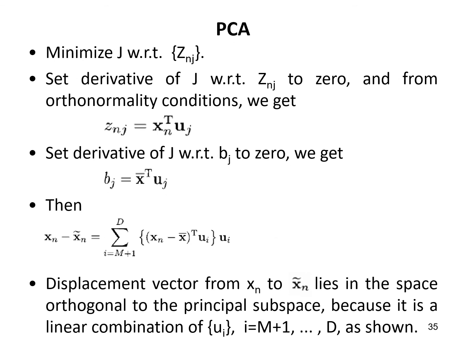Now minimize J with respect to z nj and bj. Set the derivative of J with respect to z nj to 0, and from the orthonormality conditions we get z nj equal to xn transpose uj. Set the derivative of J with respect to bj to 0, we get bj equal to x bar transpose uj. Then the displacement vector from xn to its approximation, given in the equation as xn minus xn approximation, lies in the space orthogonal to the principal subspace because it is a linear combination of ui where i varies from m plus 1 to d, which is shown in the figure.